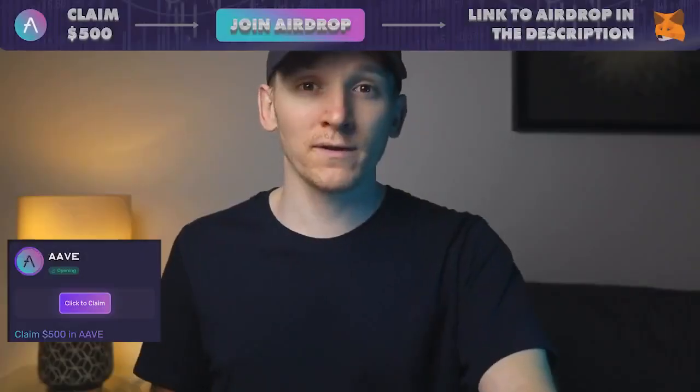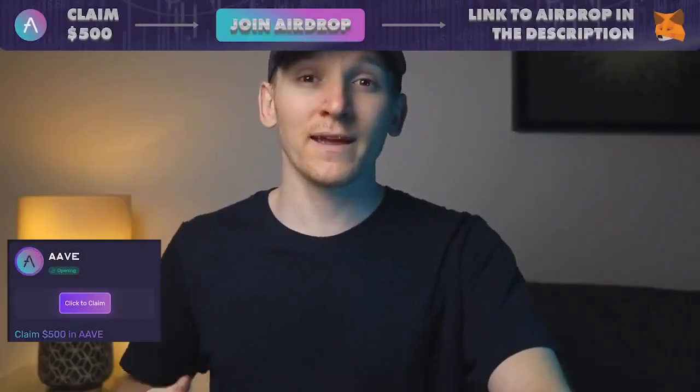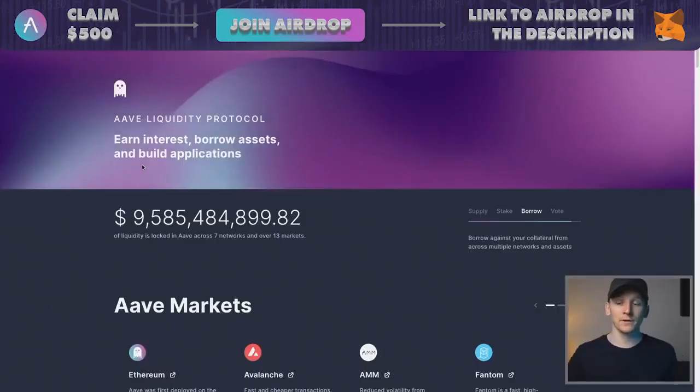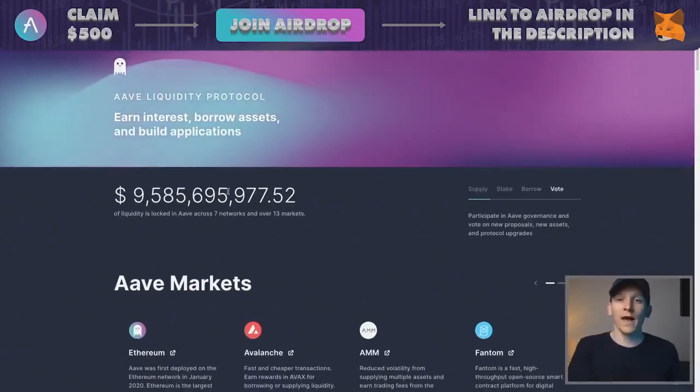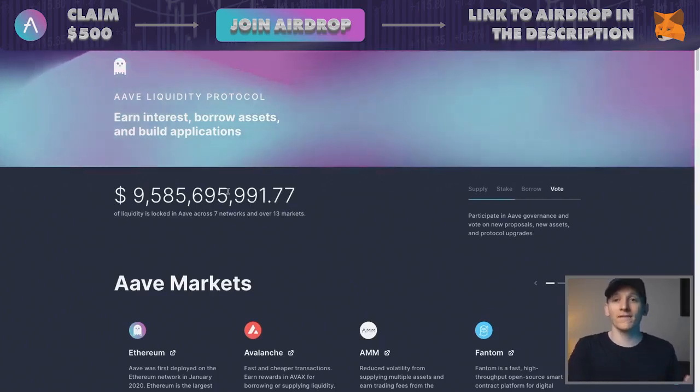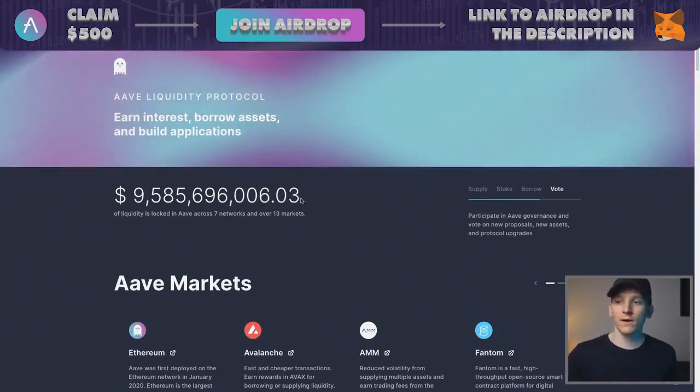AAVE is a crypto liquidity protocol. Simply explained, this means it's a lending and borrowing application. People with assets can put them on the application to earn an interest, and other people can borrow those assets and pay an interest. There's currently around $10 billion worth of crypto assets on AAVE right now.